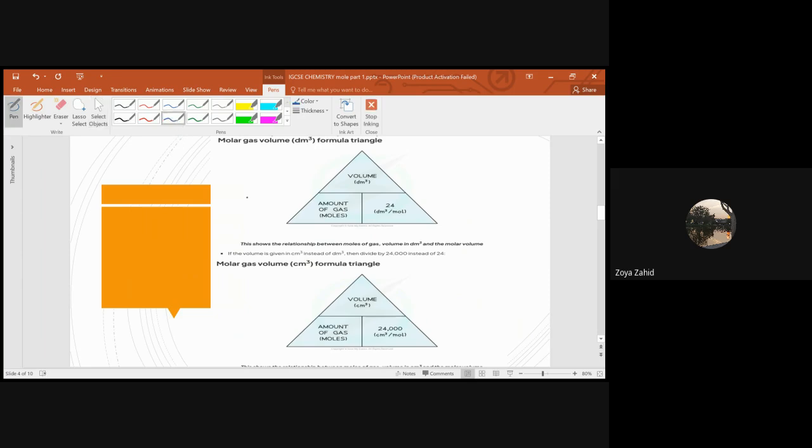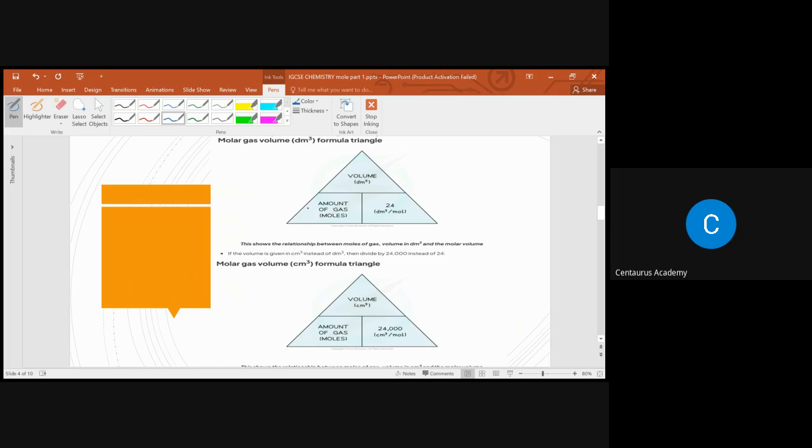Miss, 24 decimeter cube is equal to how much centimeter cube? 24,000, multiplied by 1,000. And similarly, if you have to go from a smaller unit to a bigger unit, you divide it by 1,000. So from centimeter cube into decimeter cube, just divide it by 1,000.